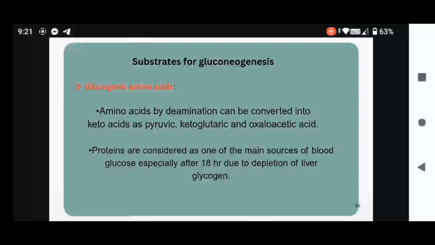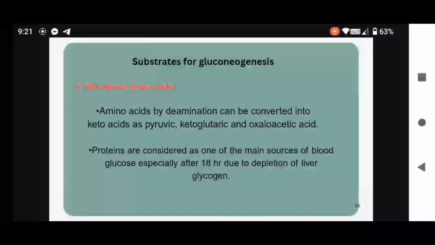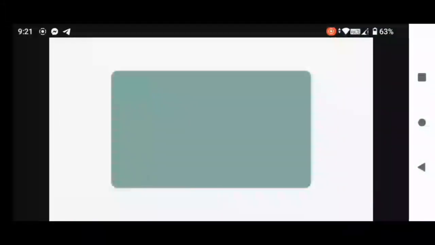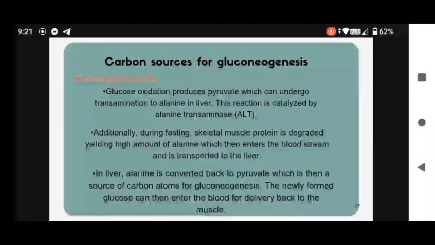So substrate for gluconeogenesis, second one is the glucogenic amino acids. Amino acids by deamination can be converted into keto acids such as pyruvic, ketoglutaric, and oxaloacetic acid. Proteins are considered one of the main sources of blood glucose, especially after 18 hours due to depletion of liver glycogen. So carbon sources for gluconeogenesis.